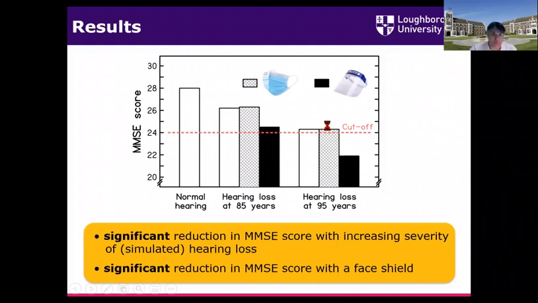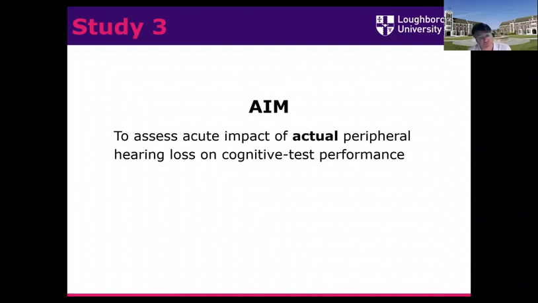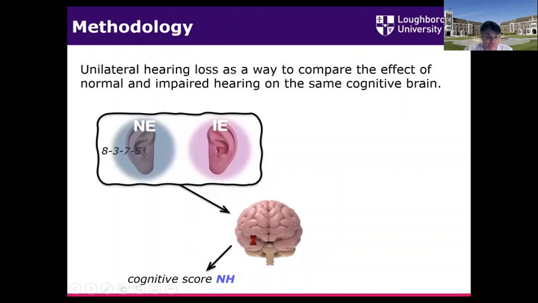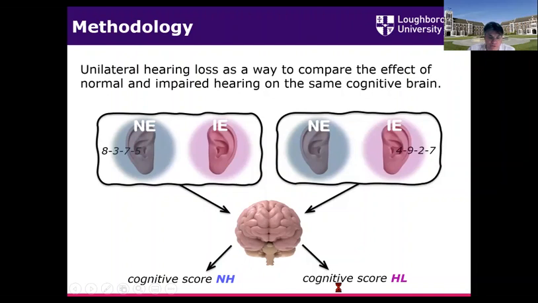Now, the final piece of evidence for the existence of a link between hearing loss and cognitive test performance comes from a study in which hearing loss was not simulated, but was real. More specifically, the participants had a so-called unilateral hearing loss, which corresponds to a rare case in which a person has normal hearing in one ear, so here, and a hearing loss in the other, so an impaired ear. And this allows us to obtain from the same person, that is from the same cognitive brain, cognitive performance with normal hearing and cognitive performance in the presence of the hearing loss. And these performances then can be compared.